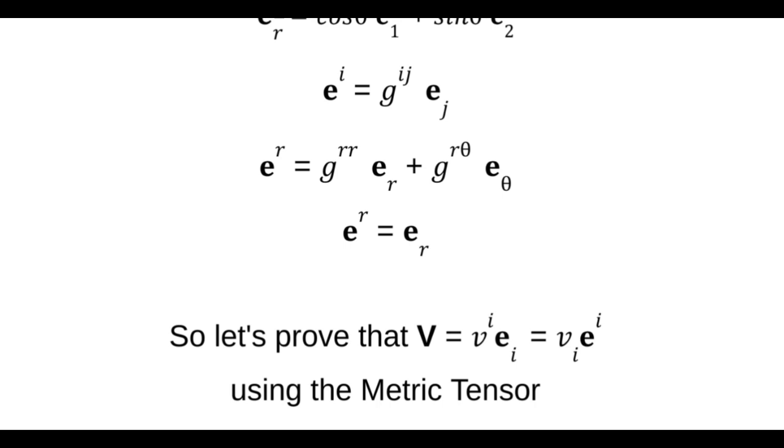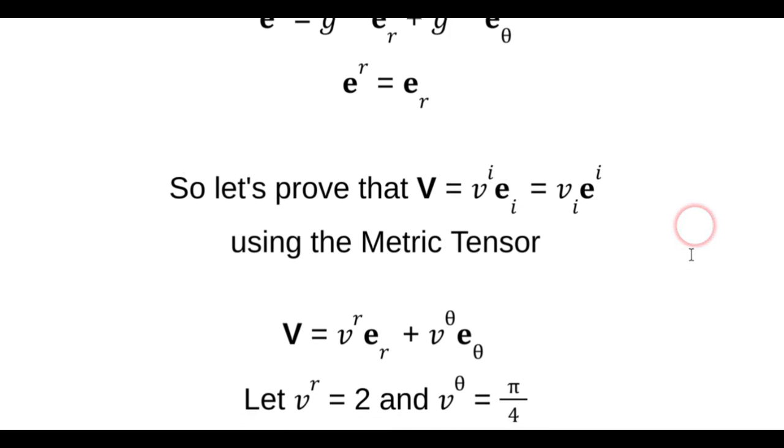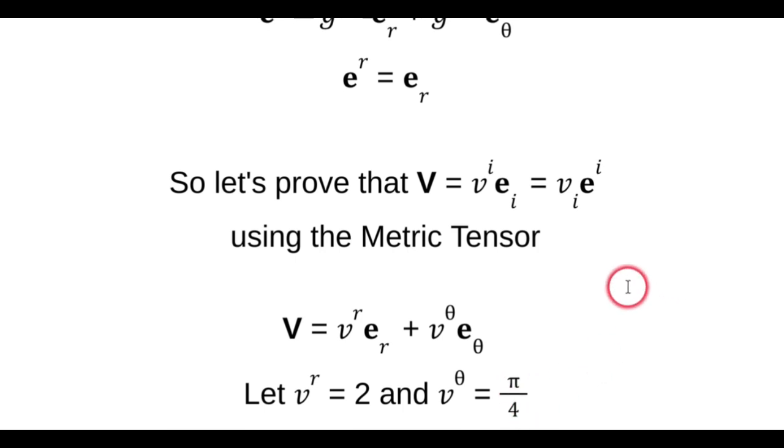Okay, so given all the stuff we just learned, let's prove that this is true, that this vector can be expressed as a linear combination in two different ways. And we're going to use the metric tensor to do that, okay? So we want a vector V^R E R plus V^theta E theta. All right, so let's make up these components. So the contravariant V R component is 2. The contravariant theta component is pi over 4. I just made those up.